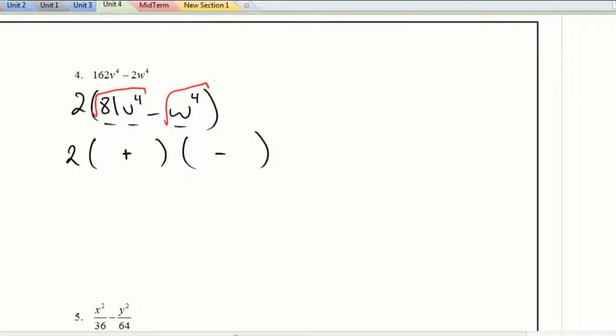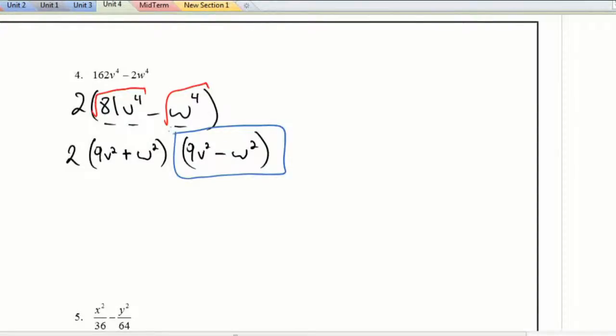All right, the square root of 81 is 9, and the square root of v to the 4 is v squared. So I'm going to write that in both brackets, 9v squared, 9v squared. And then my second term is just going to be w squared, the square root of w to the 4th. I end up here, and I think, okay, I've factored it, I've done my steps, I'm done. But no, I'm not done, because this guy here is another difference of squares.